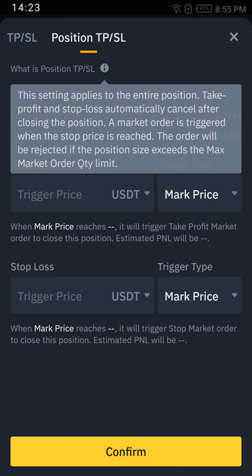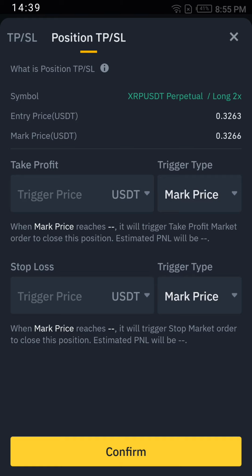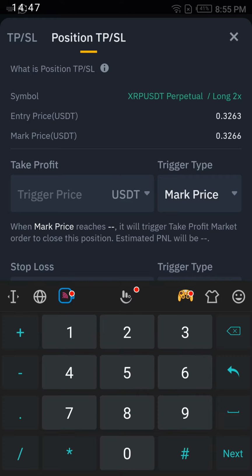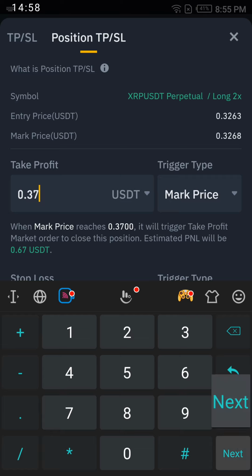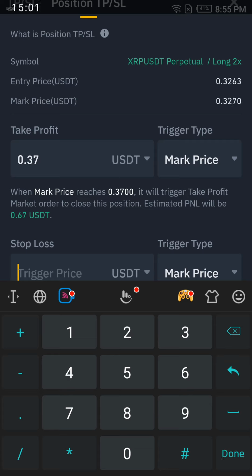So this setting applies to the entire position. Take profit and stop loss automatically cancel after closing the position. Market order is triggered when the stop price is reached. The order will be rejected if the position size exceeds the maximum coin. Okay. So here is where you can set your stop loss. Take profit and stop loss. Let's assume, as I've said before, 0.37. You see, my profit at that particular time will be 0.67 USDT. Remember, I'm using how much leverage? I think 2 times leverage.